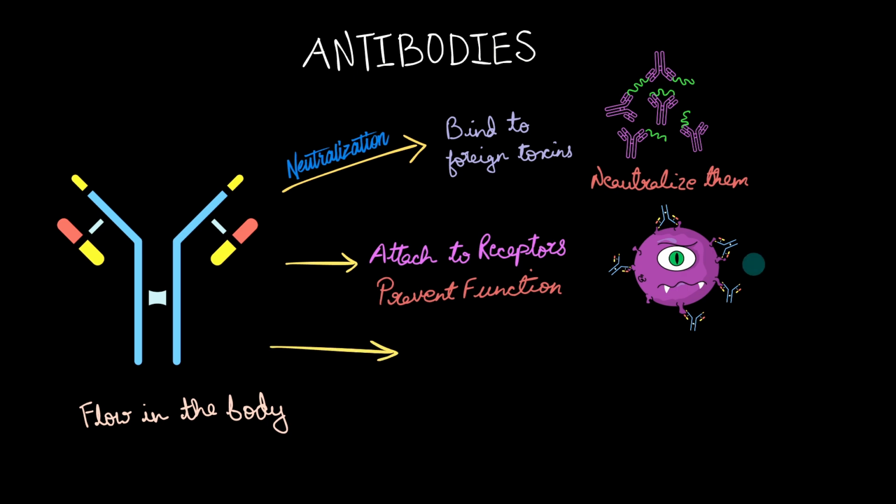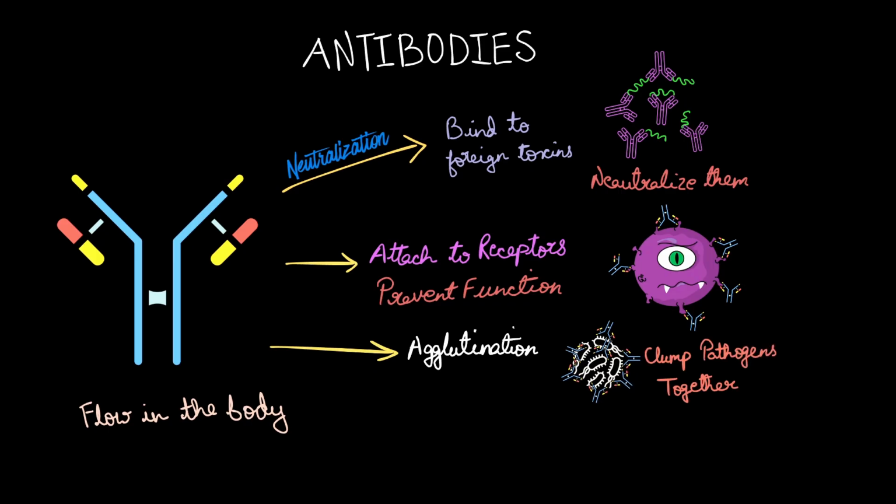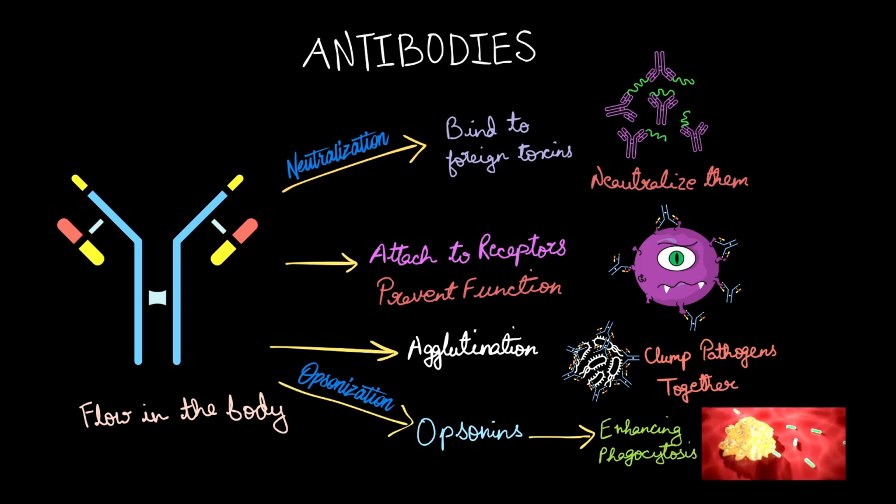Third is agglutination, in which the antibodies can bind multiple pathogens simultaneously, causing them to clump together. This slows or limits their spread and makes them easier to eliminate. Finally is opsonization. Antibodies can act as opsonins where they coat pathogens, making them more recognizable to phagocytic cells such as macrophages and neutrophils, thereby enhancing phagocytosis.